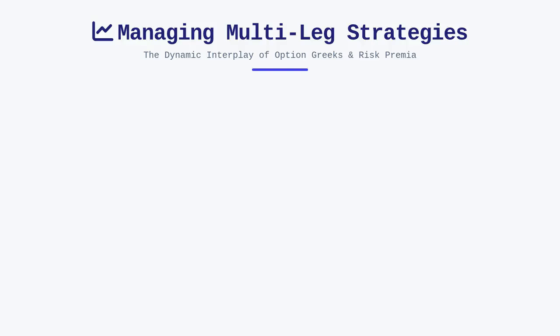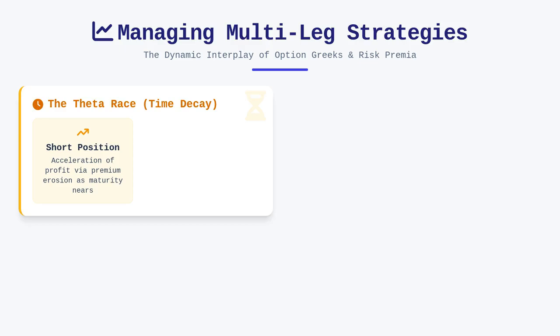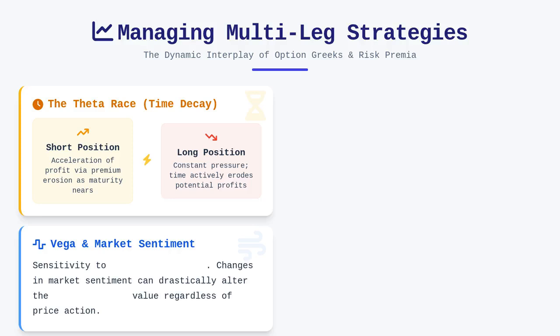It is important to remember that these multi-leg strategies require constant monitoring of the Greeks, especially as the expiration date approaches. When dealing with premium erosion, the theta of your position will accelerate as the options get closer to maturity, which is a significant factor for short position holders. A long position, however, faces the constant pressure of negative theta, meaning the passage of time is actively eating away at potential profit unless the underlying asset moves sharply to offset the loss.